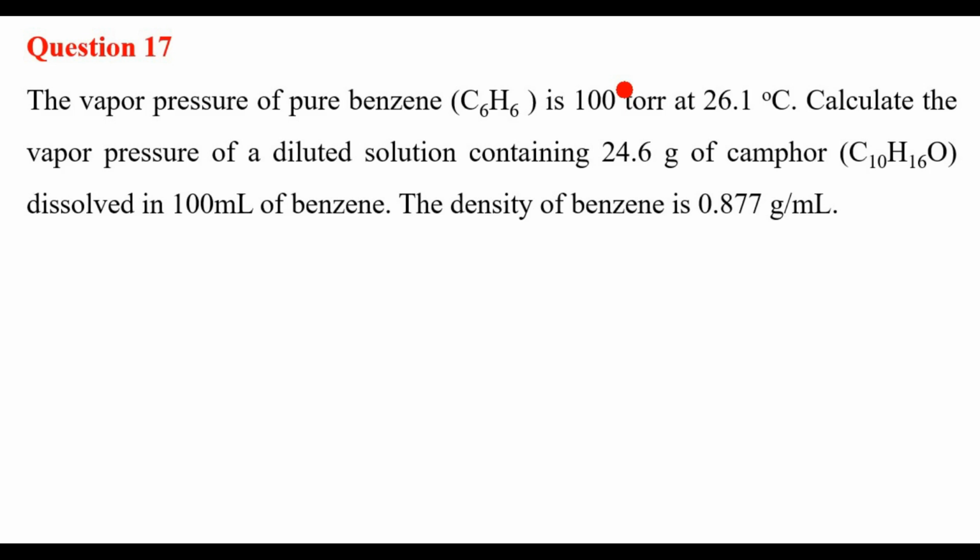Question 17 is saying the vapor pressure of pure benzene is 100 torr. That means the vapor pressure of the pure solvent. Calculate the vapor pressure of a diluted solution containing 24.6 gram of camphor. That means we have 24.6 gram of the solid. Then they are saying it will dissolve in 100 milliliters of benzene, so the volume of benzene was given. The density of benzene is 0.877 gram per milliliter. That means with density, we can determine the mass of the solvent, or the mass of benzene.